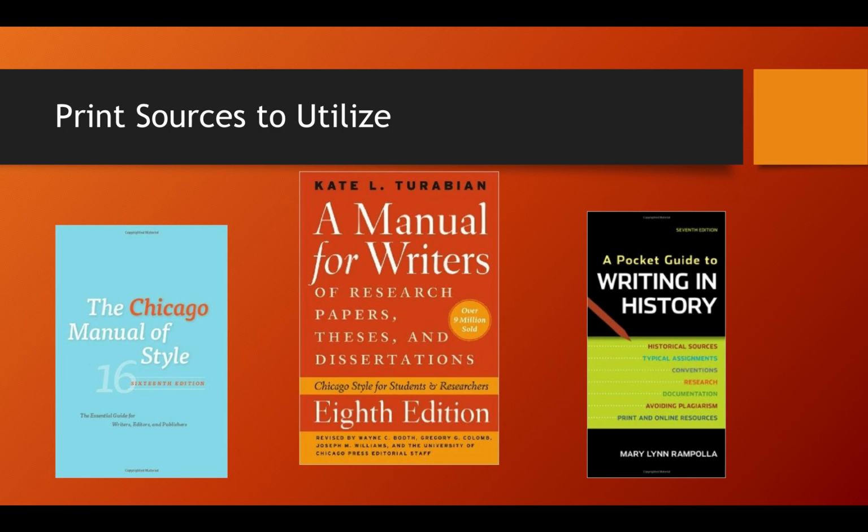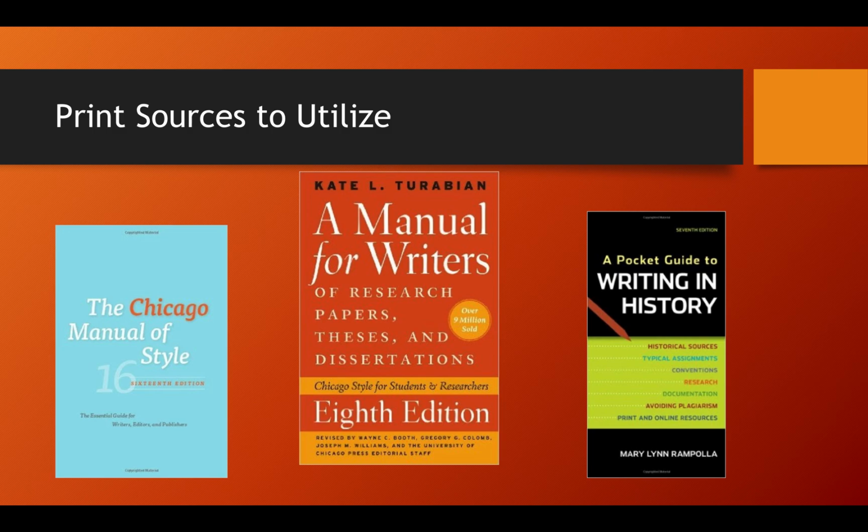You could also check out A Manual for Writers by Kate L. Turabian. Turabian, the last name of Kate L. Turabian, who wrote A Manual for Writers, is actually used kind of interchangeably sometimes with Chicago style. Some people will say Turabian style. Really, they're just using her last name, but that's because she wrote this book, A Manual for Writers of Research Papers, Theses, and Dissertations, that is basically just Chicago style for students and researchers.